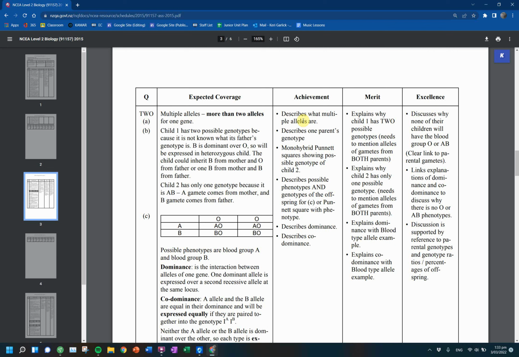I really don't like the setup of how they've put the marking schedule because they've just put all the bullet points and smushed it all for question 2 instead of dividing it up into A, B, and C. So I'll try my best to try to identify what's A and what's B and what's C. In this case, this is A, and describing the multiple alleles.